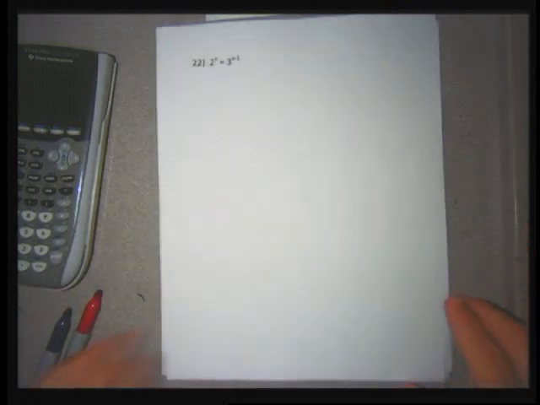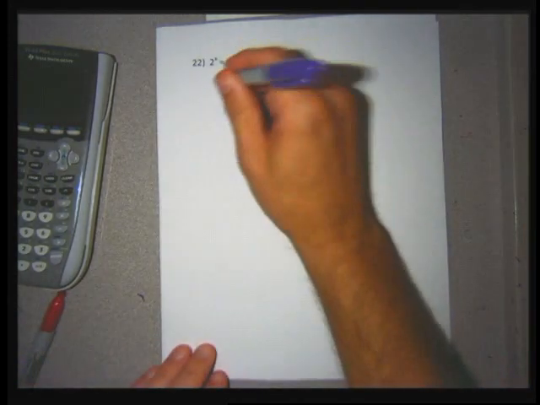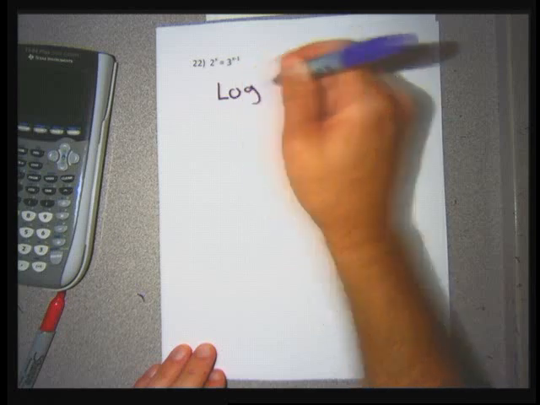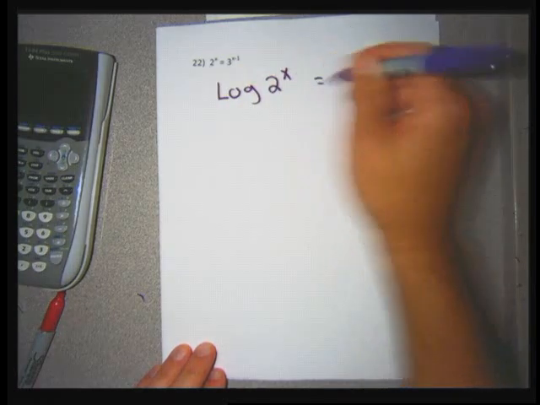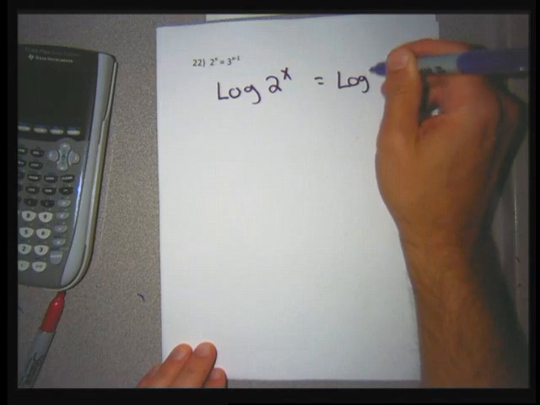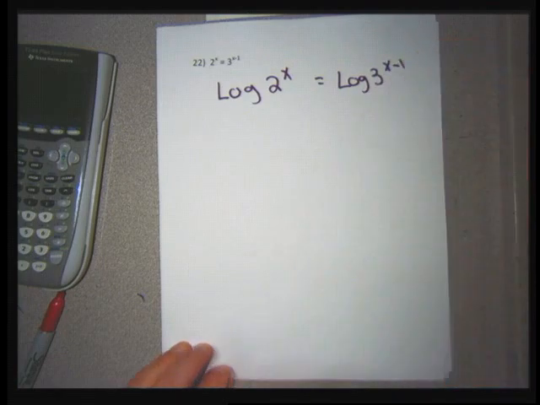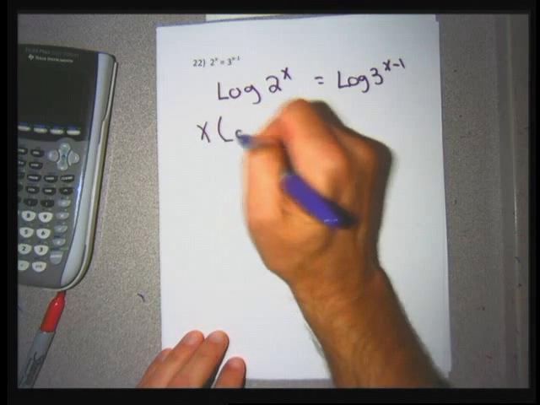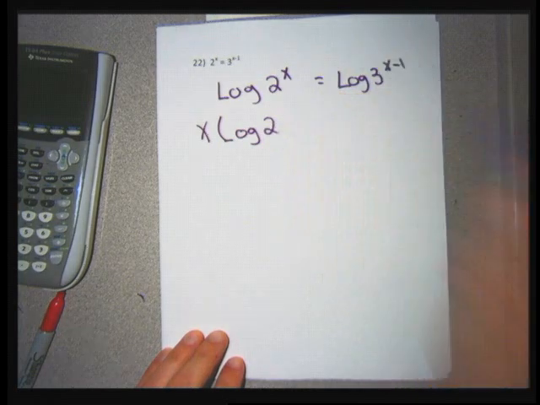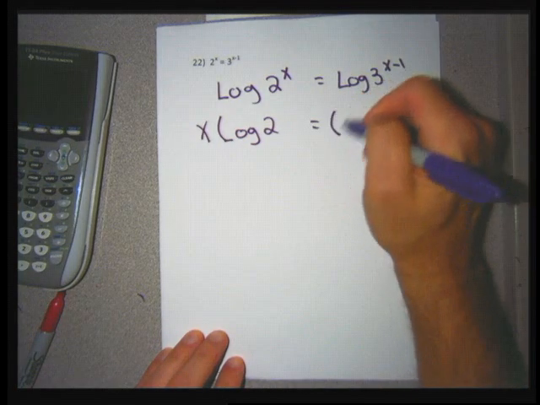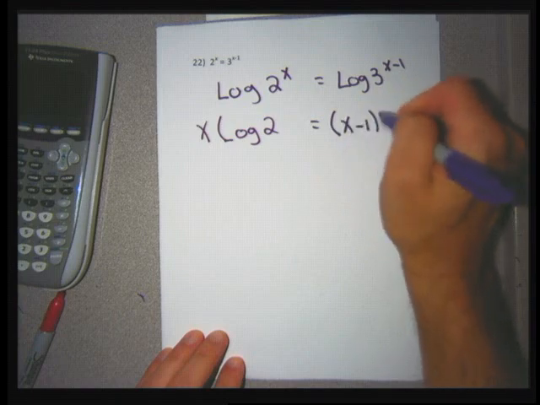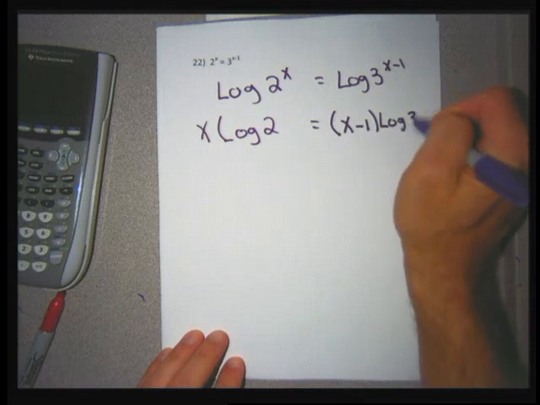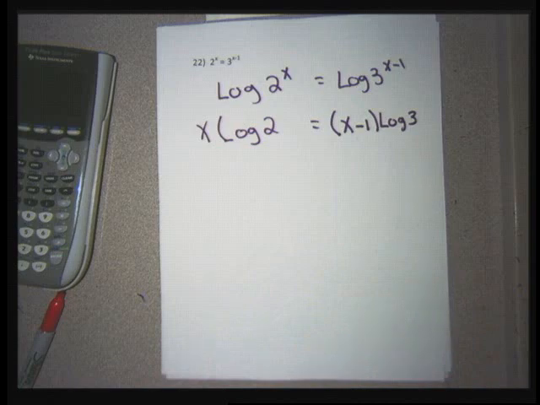Problem 22 is not a fun problem because both of the sides have an exponent. These are going to really test your patience a little bit. I took the log of both sides just like I did the last few problems. I'm going to make the coefficient into an exponent, or the exponent into a coefficient. And on the right-hand side, I need to use parentheses because the exponent has a subtraction in it. So I get x times the log of 2 equals x minus 1 times the log of 3.